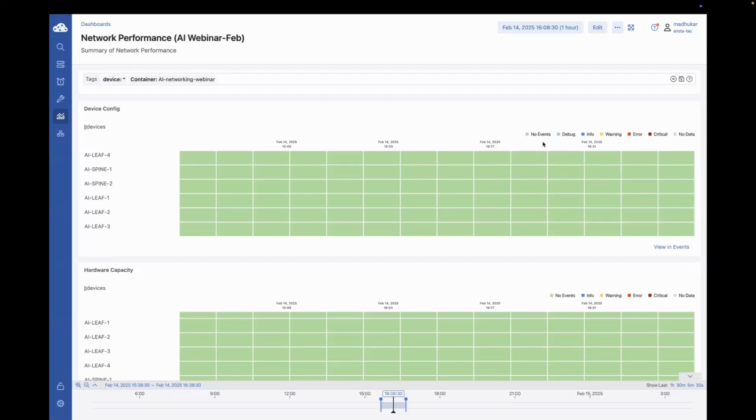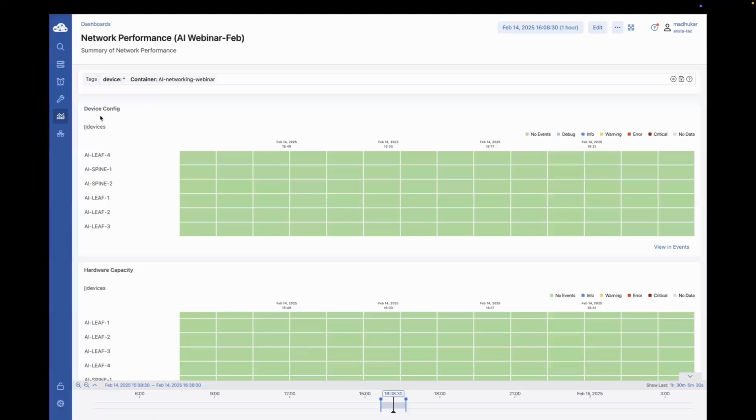Depending upon the color coding of these events, for example, if the color of a tile is red, that means an erroneous event took place at a given device or in a given time frame during the time of the issue. Now, with that, let's quickly take a look at the various events and see what has happened during the time of the issue.